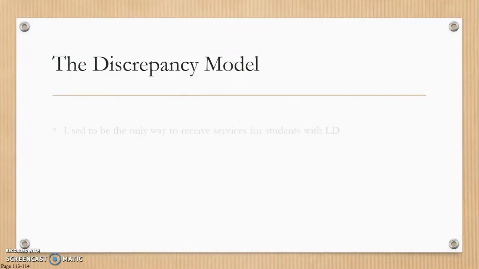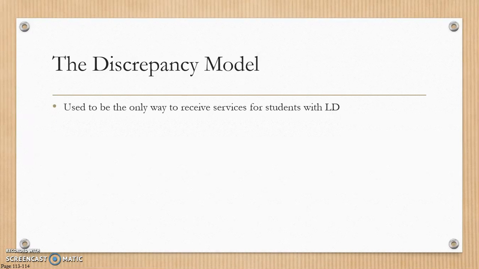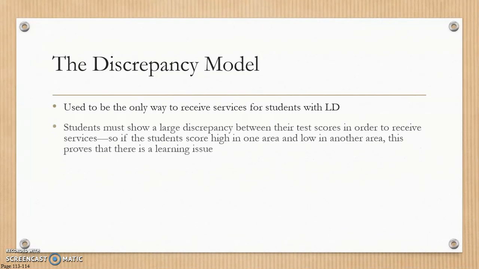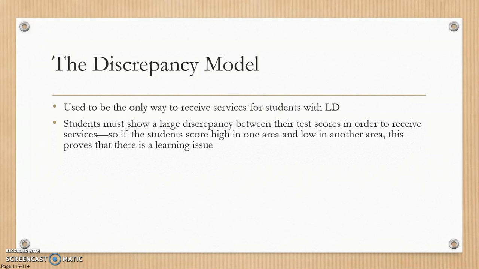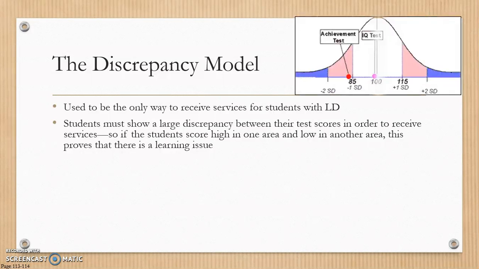The discrepancy model. This used to be the only way to receive services for students with LD. Students must show a large discrepancy between their test scores in order to receive services. So if the student scores high in one area and low in another, this proves that there is a learning issue. Here are the results. So we can see that in the achievement test and the IQ test, there is a discrepancy.